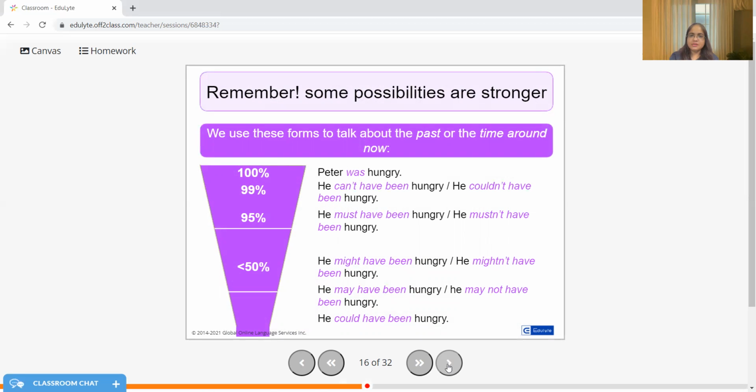So remember, some possibilities are stronger. We use these forms to talk about the past or the time around now. Like, Peter was hungry, surety. Possibility, he cannot have been hungry, slightly less possibility. He must have been hungry, a little lower than that. And when I'm using might, could or may, I am going below this possibility chart and I'm not very sure, not very certain about the situation.